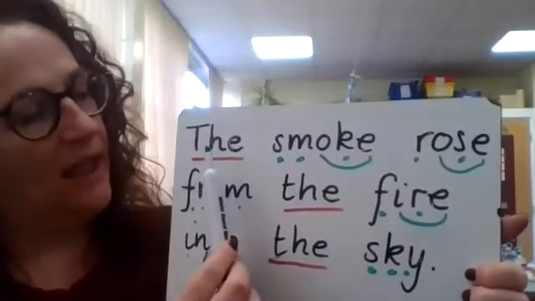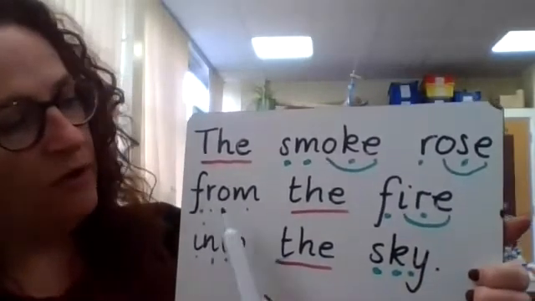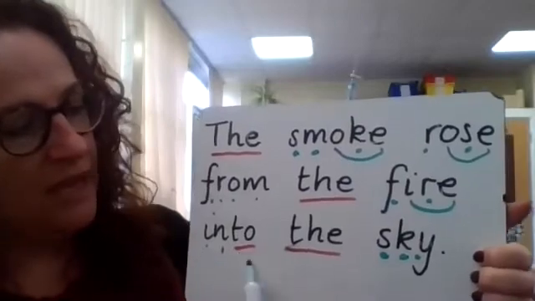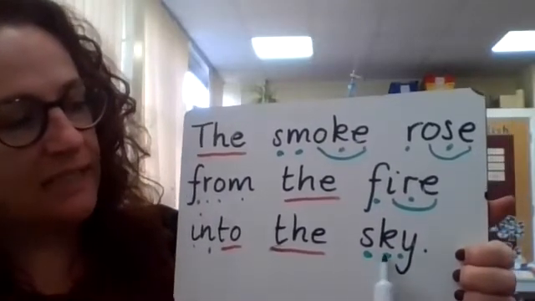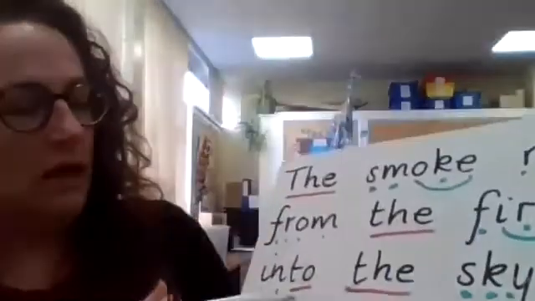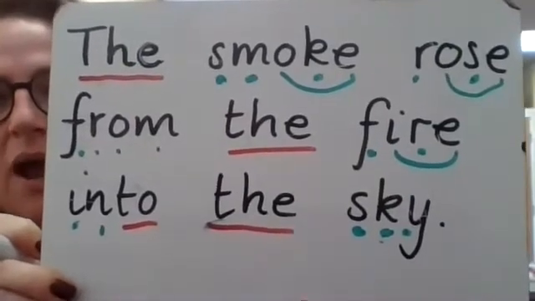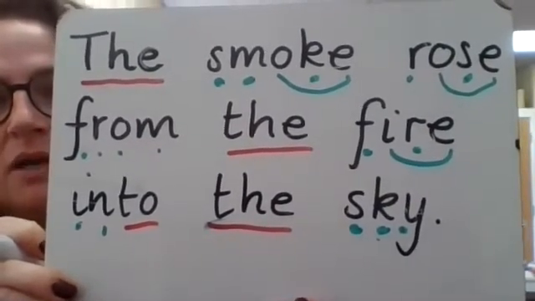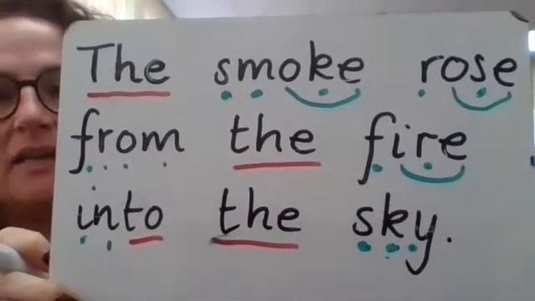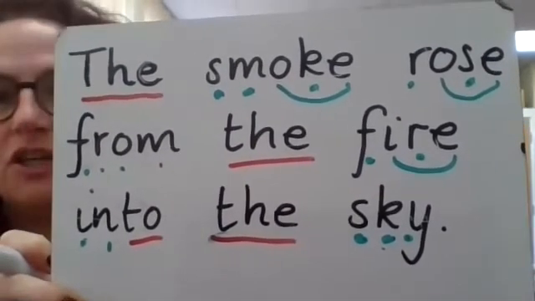So let's have a look at this again. The smoke with a split digraph, rose with a split digraph, from the fire with a split digraph into the sky, which has to have a K because it's followed by a Y. Have a look at that. Make sure your sound buttons look like mine, please, so that your grown-ups can check that you know how the sounds in the words are made up. The smoke rose from the fire into the sky. Okay. Oh, I've got lots of children waving sentences at me. Okay, that is fantastic.